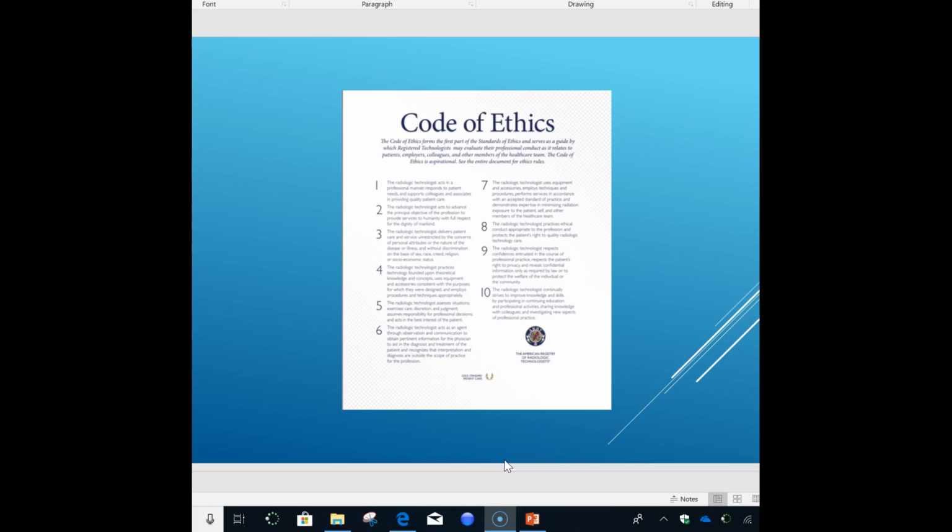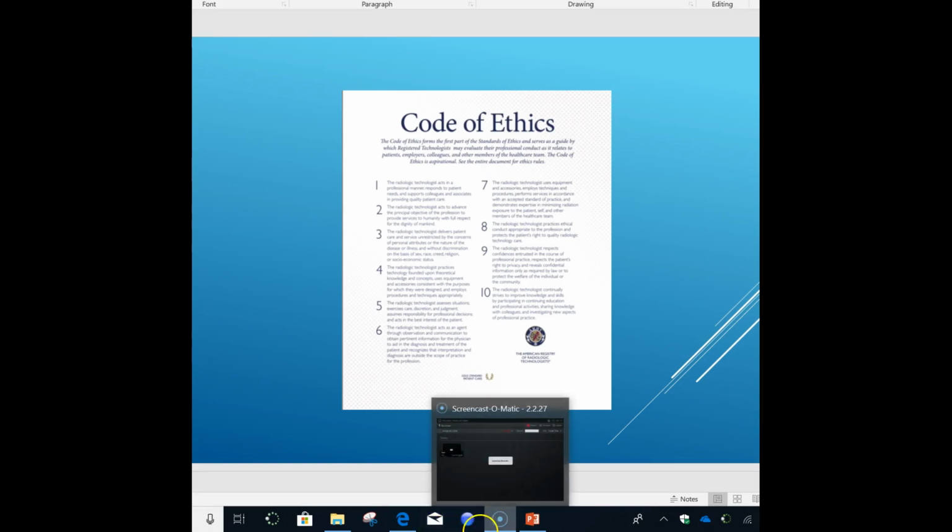Number three, the rad tech delivers patient care and service unrestricted by the concerns of personal attributes or the nature of the disease or illness, and without discrimination on the basis of sex, race, creed, religion, or socioeconomic status.